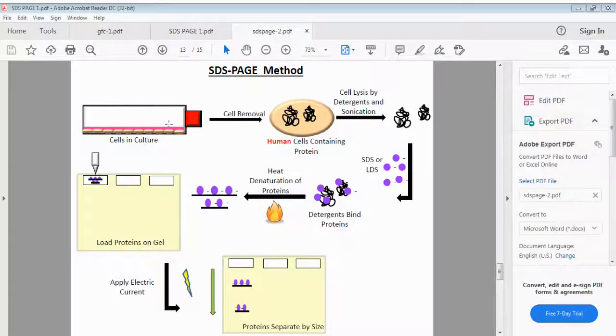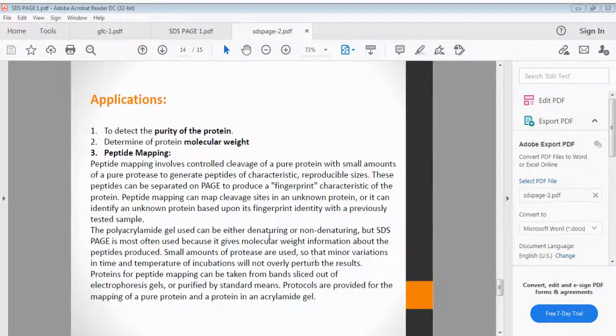Okay, so suppose there are cells in a culture, you want to remove the cells and separate the protein. The protein is taken and it is lysed, by sonication and using detergents and SDS. It is bound to the detergents, digested using the sample loading buffer and loaded onto the gel. Proteins are separated and visualized. This is how it is done.